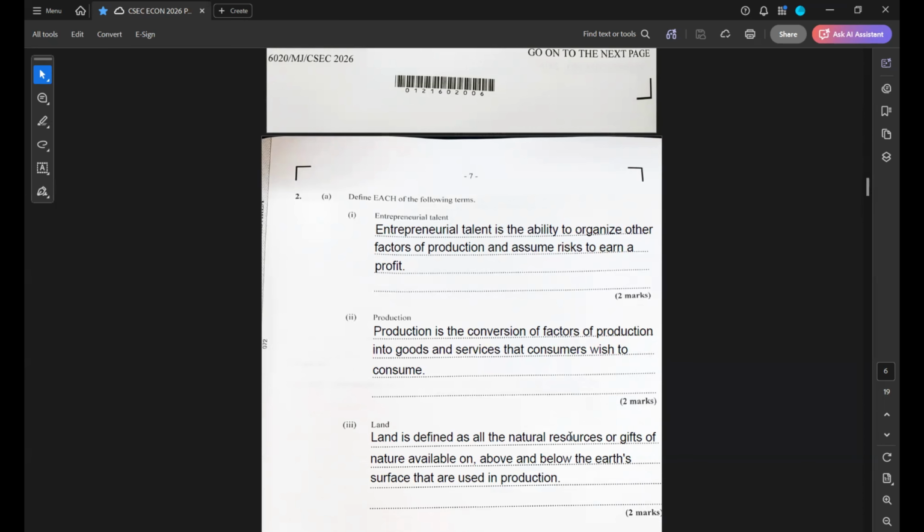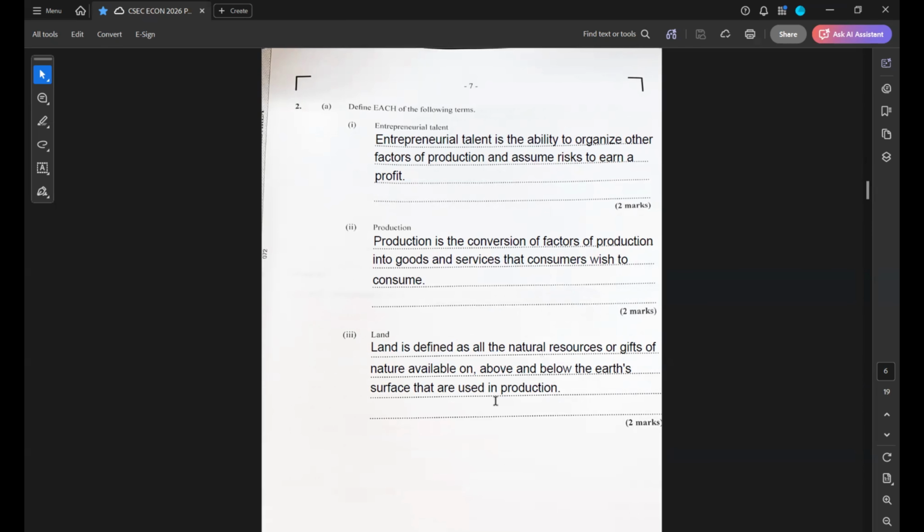Production is a conversion of factors of production into goods and services that consumers wish to consume, right? You must have this keyword right there, conversion, because it's a process. Production is always a process. It changes something to something. Then we have land. Land is defined as all the natural resources or gifts of nature available on, above, and below the Earth's surface that are used in production.